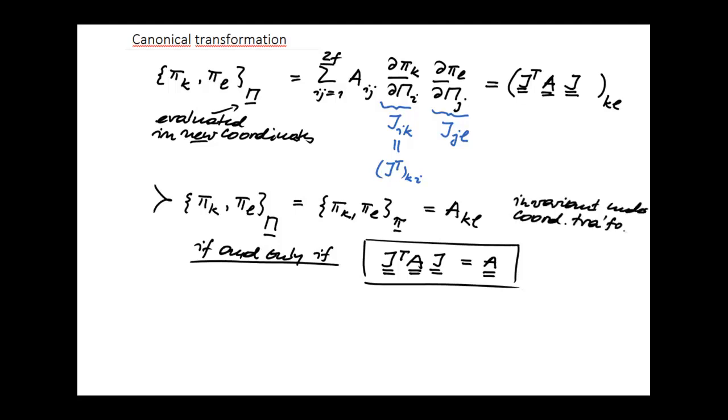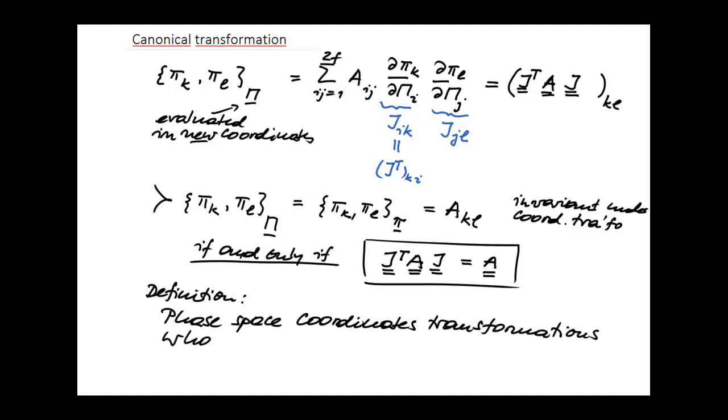Now, coordinate transformations in phase space which have this property, whose Jacobian has this property, so that the Poisson brackets are invariant, these are particularly important, and these are the so-called canonical transformations. So this is the definition: phase space coordinate transformations whose Jacobian satisfies this property are called canonical.